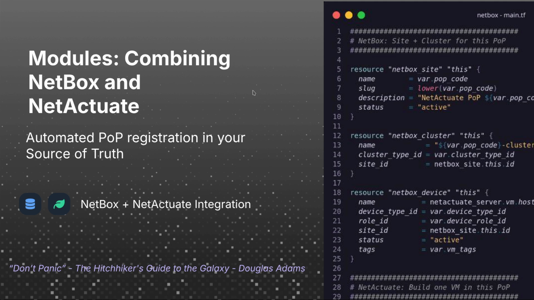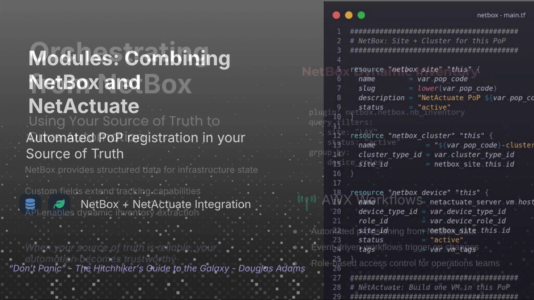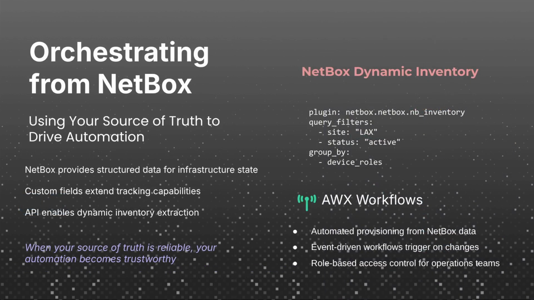Now that we have a Terraform module, we can combine Netbox and NetActuate. And this automates POP registration in your source of truth. This allows for you to trust every member in your company to orchestrate out of the source of truth and configure services across your infrastructure. And the way that we configure services is through Netbox dynamic inventories and Ansible.